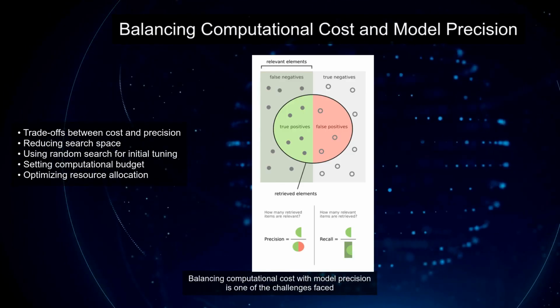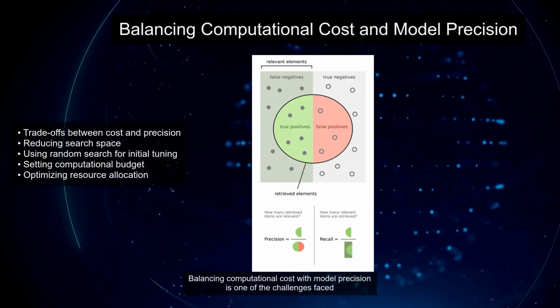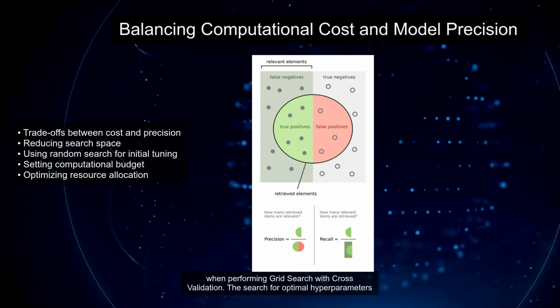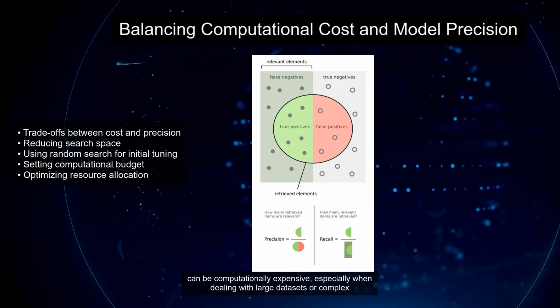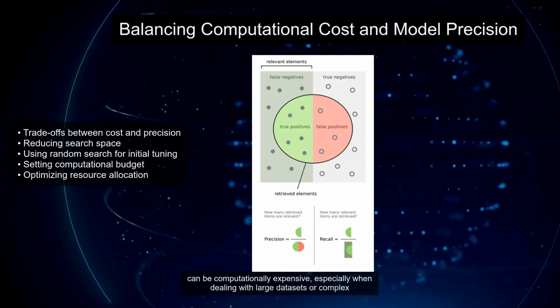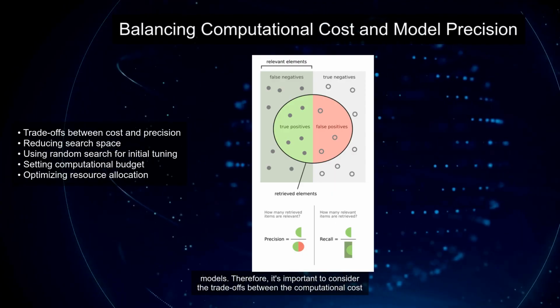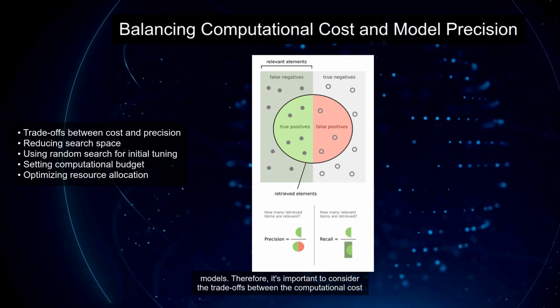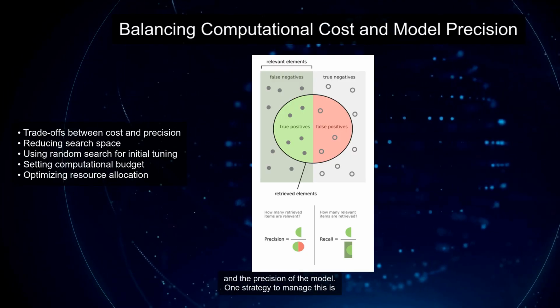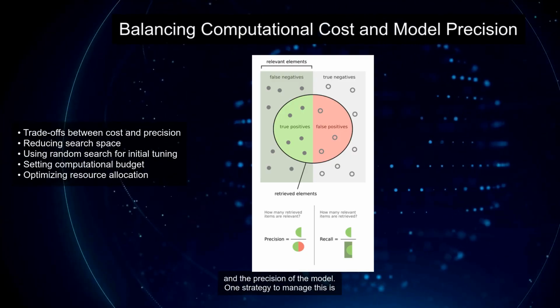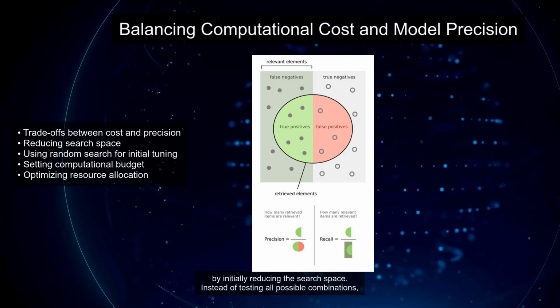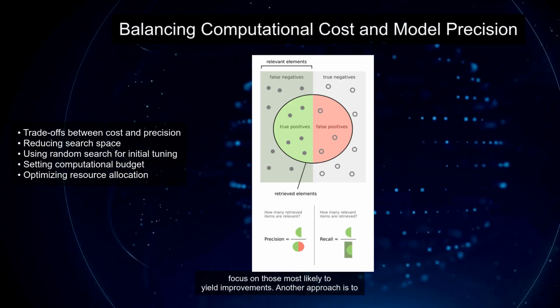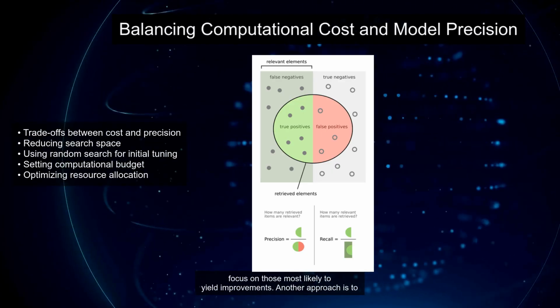Balancing computational cost with model precision is one of the challenges faced when performing grid search with cross-validation. The search for optimal hyperparameters can be computationally expensive, especially when dealing with large datasets or complex models. Therefore, it's important to consider the trade-offs between the computational cost and the precision of the model. One strategy to manage this is by initially reducing the search space. Instead of testing all possible combinations, focus on those most likely to yield improvements.